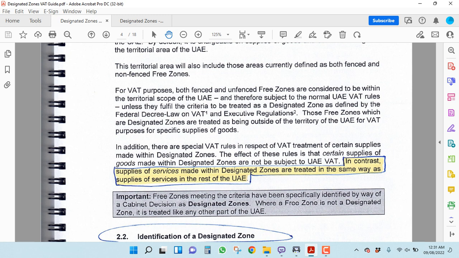Those free zones which are designated zones are treated as being outside the territory of the UAE for VAT purposes for specific supplies of goods, not all supplies of goods. In addition, there are special VAT rules in respect of the VAT treatment of certain supplies made within designated zones. The effect of these rules is that certain supplies of goods made within designated zones are not subject to UAE VAT. In contrast, supplies of services made within designated zones are treated in the same way as supplies of services in the rest of the UAE, as I already explained. Supply of services from the mainland to a DZ, or from one DZ to another DZ anywhere in the UAE, will be subject to the normal rules of UAE VAT.